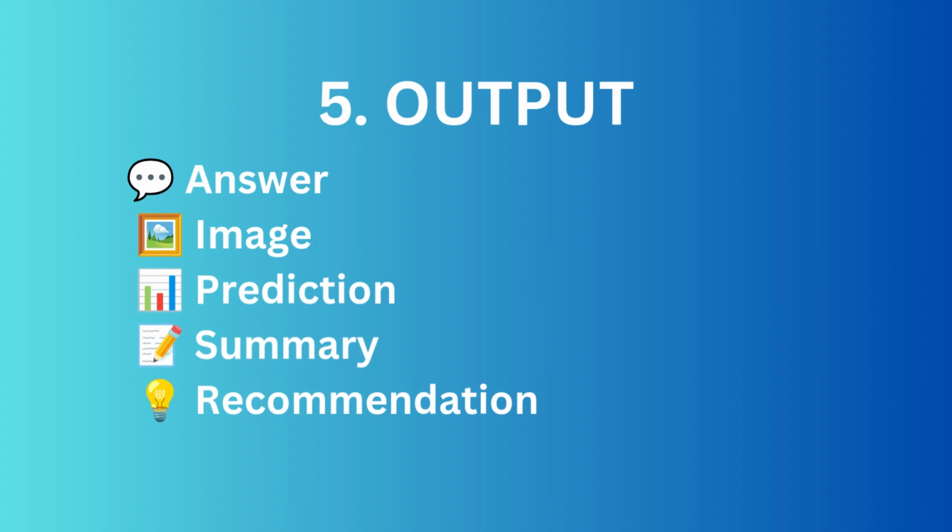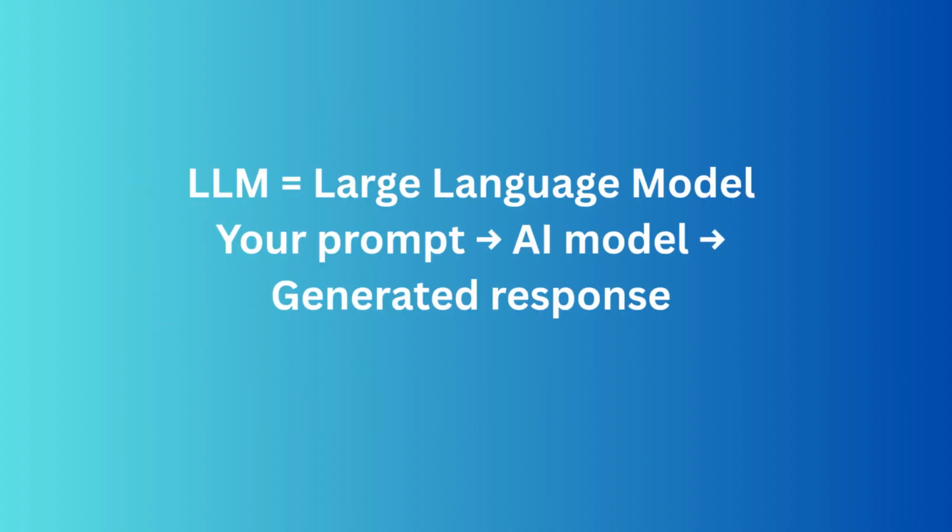The output could be a written answer, a prediction, a recommendation, an image, a summary, or another type of generated content. For generative AI, the system can generate new content based on the input and patterns learned during training. So, what happens when you talk to an AI chatbot?